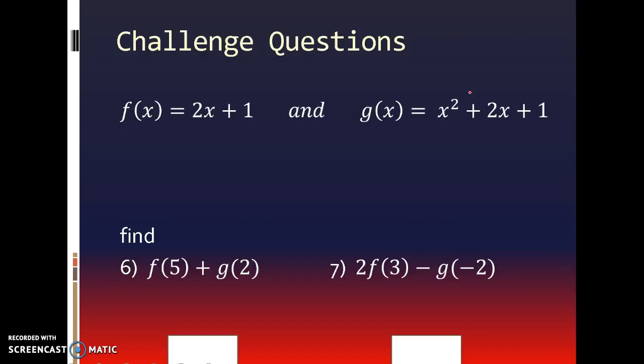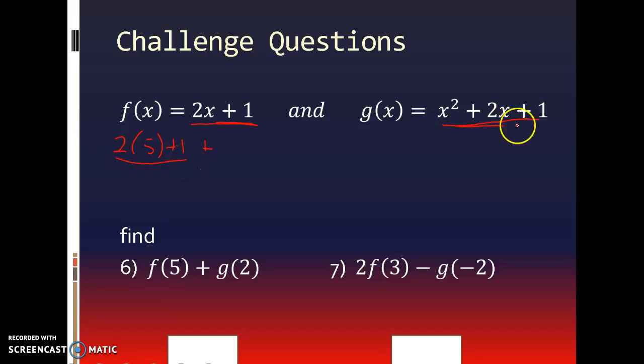So we have two functions here. f of x is 2x plus 1. g of x is x squared plus 2x plus 1. And number 6, we are going to find f of 5 plus g of 2. So f of 5 is simply going to be this expression, but it's not going to be 2 times x. It's going to be 2 times 5 plus 1, plus, I'm going to take that, plus g of 2.